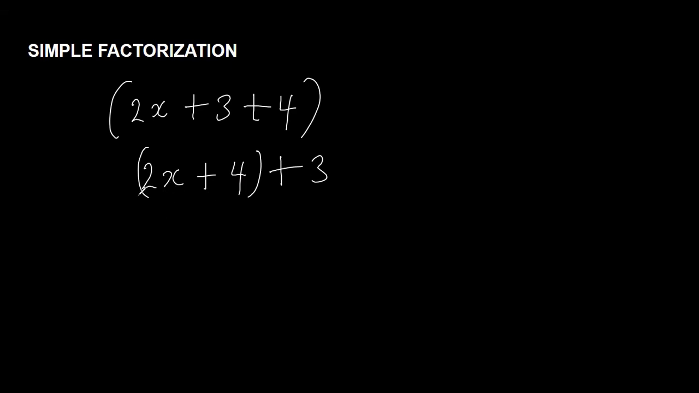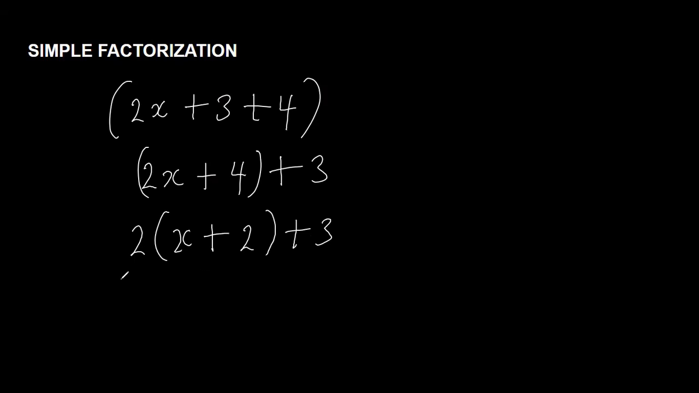So if we use 2 to divide 2x, we write our factor here, then we open the bracket. So 2x divided by 2 is going to give us x, plus now 4 divided by 2 is going to give us 2. So we close the bracket and we still have our plus 3 here. So we have simply factorized this expression. This is the limit to which we can factorize this expression.